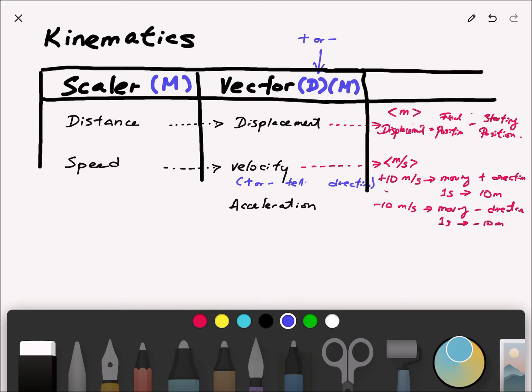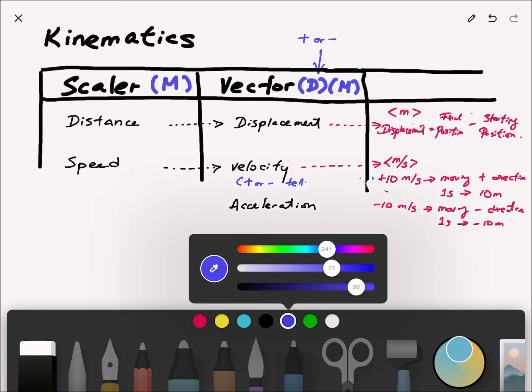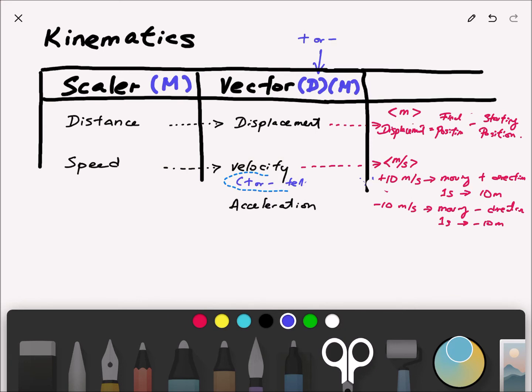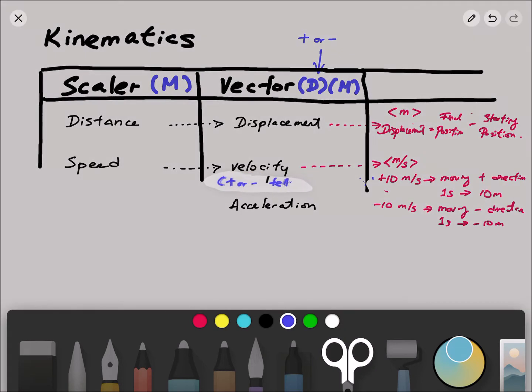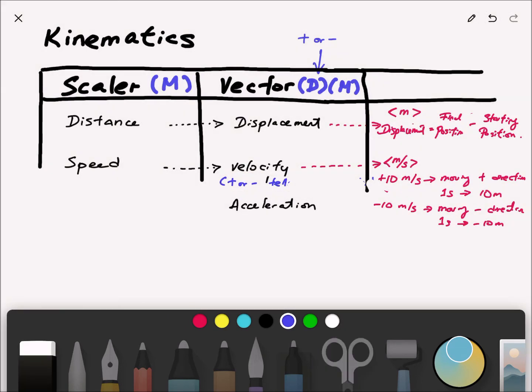Okay, maybe I write properly. So this one over here, basically the plus and minus will indicate your travel direction. Okay, that is it.